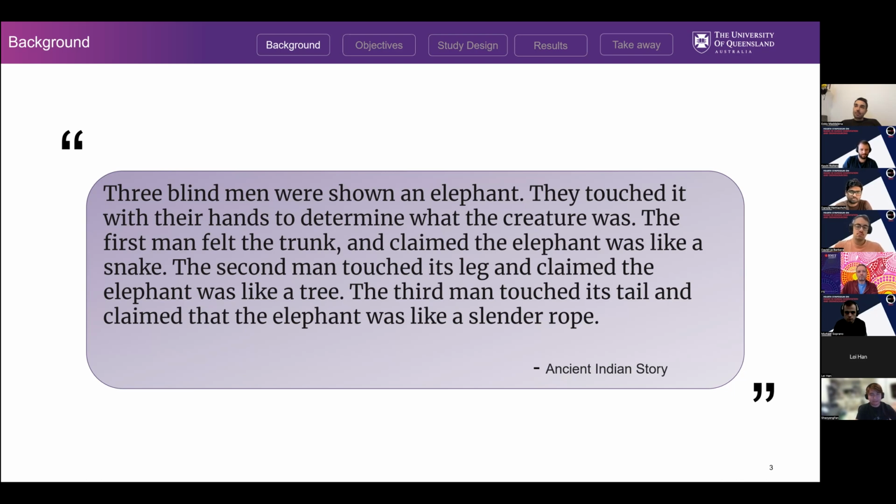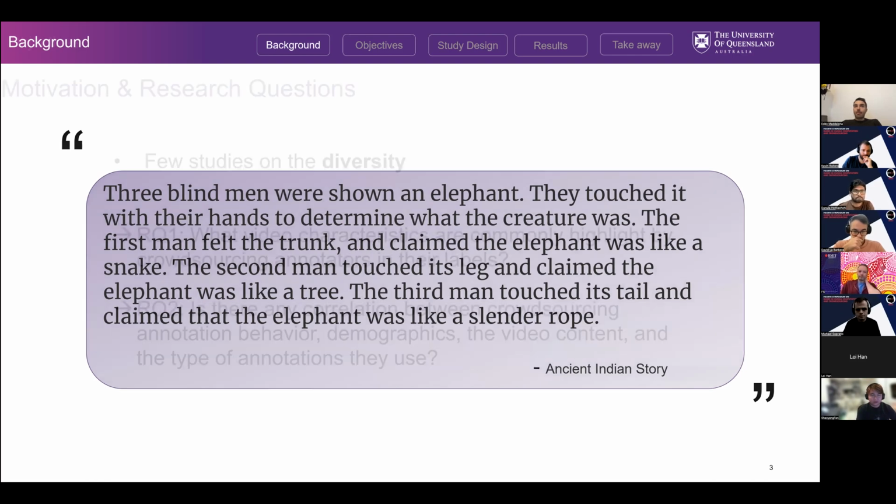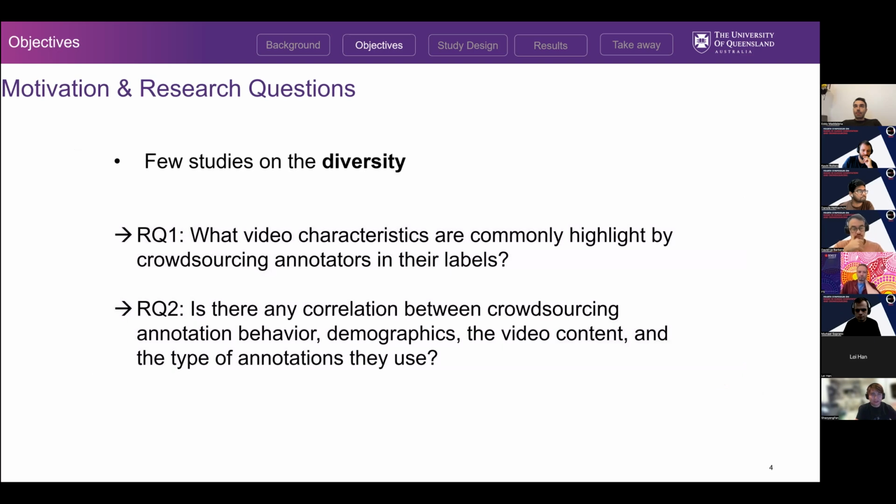The same thing can happen to crowd workers. When they do microtask crowdsourcing, they can only see part of the video or part of the digital content, which means their diversity will be affected. Therefore, my first two research questions are about the diversity of the annotations.